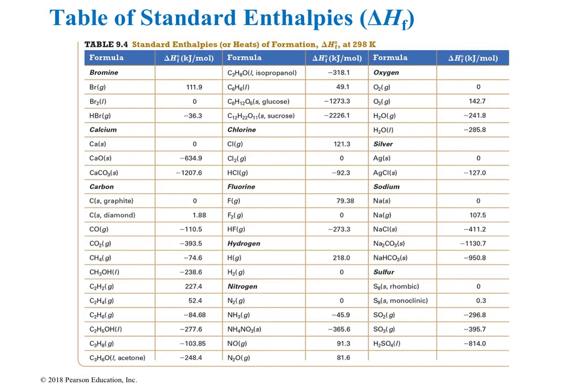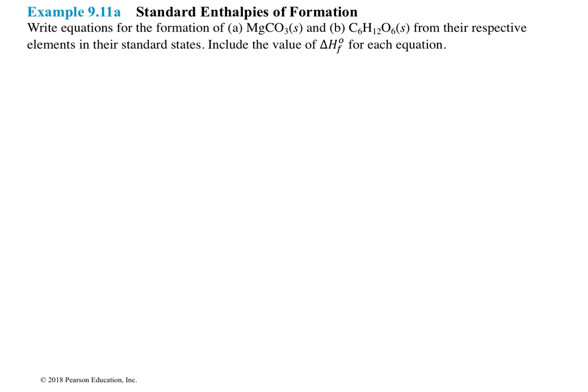Here are a bunch of values. You'll be looking up the enthalpies of formation for different compounds. To notice, bromine, Br2, shows up as a liquid, so its enthalpy of formation is 0. Calcium shows up as a solid. Chlorine shows up as Cl2 gas, so its enthalpy of formation is 0. So when in doubt, you could always look it up, and hopefully you'll get the hang of it, so you're not having to look it up.